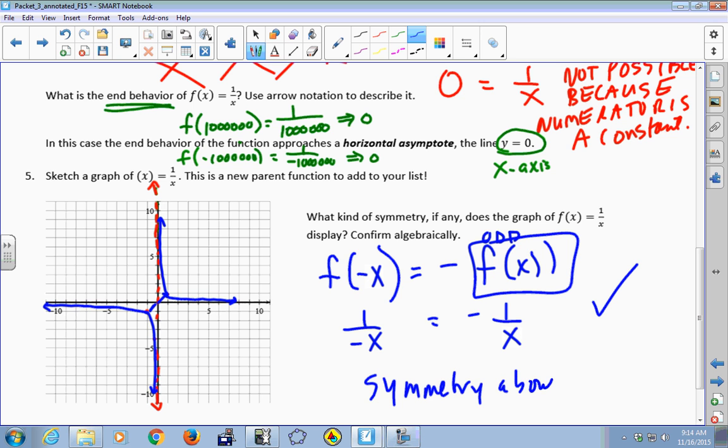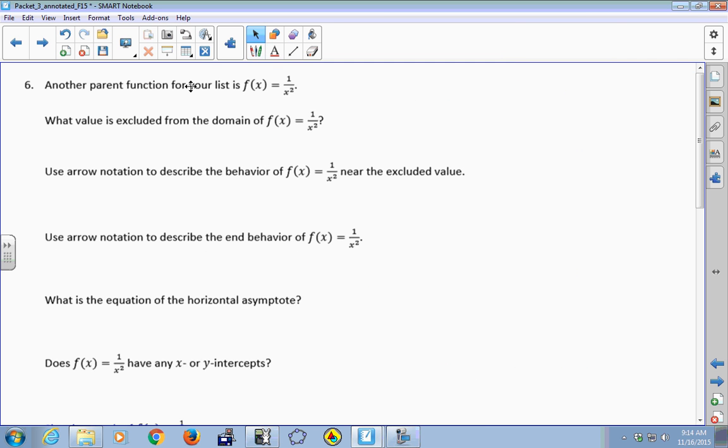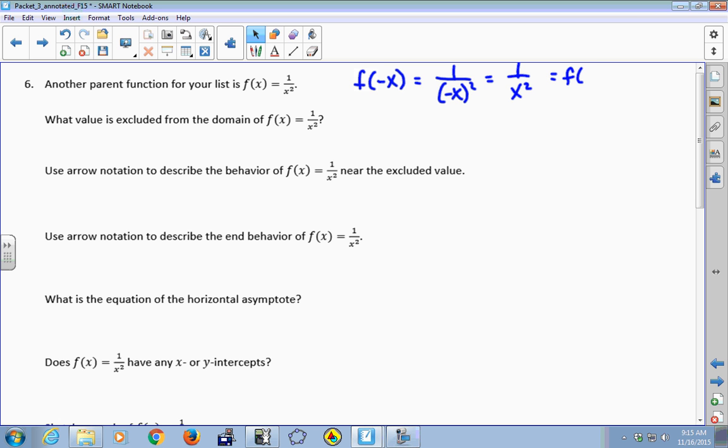All right, so the last function we're going to look at today is another parent function which behaves similarly, and we'll go through this more quickly. 1 over x squared. Do you expect this to have odd symmetry if you're squaring x? If I put in the opposite of x, do I get the same thing back again? What do I get if I put in the opposite of x here and square it? Same thing. So this is going to have even symmetry. Since f of negative x equals 1 over negative x squared, that equals 1 over x squared, which is f of x. So this has even symmetry.